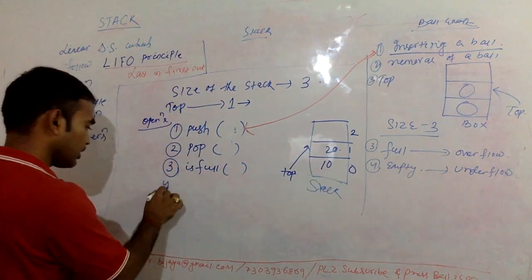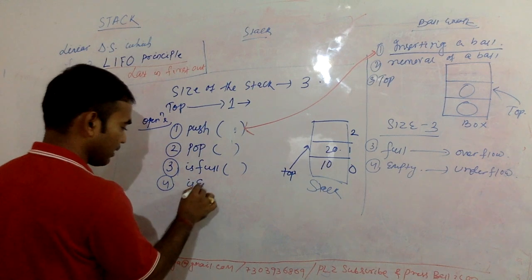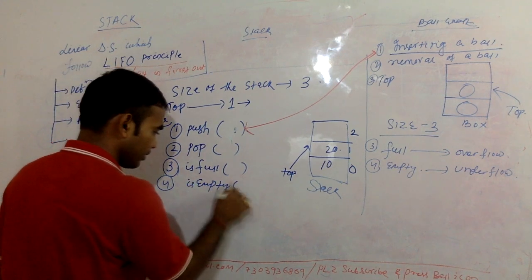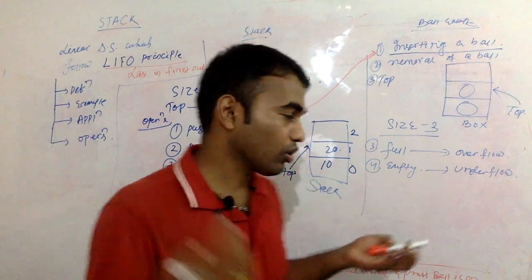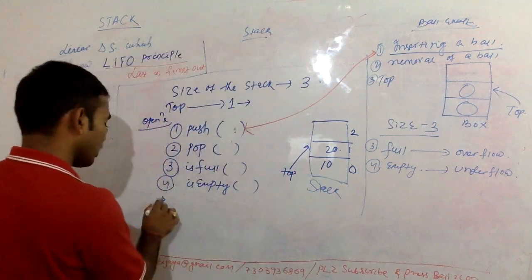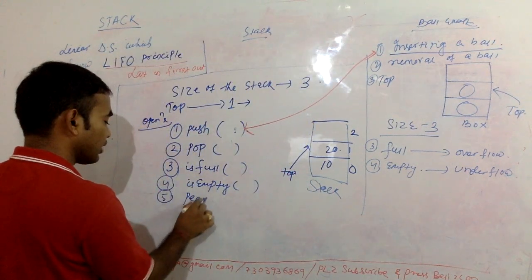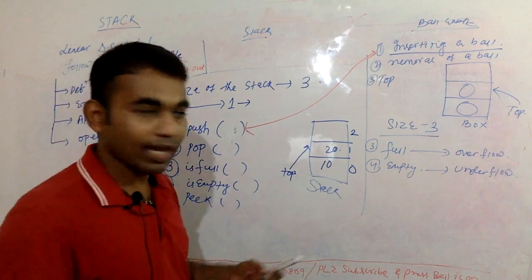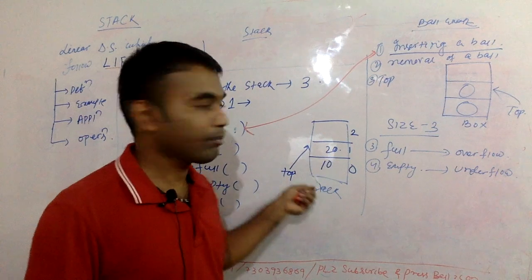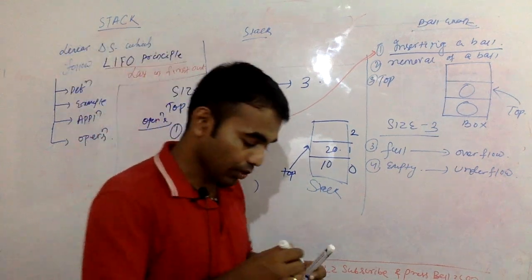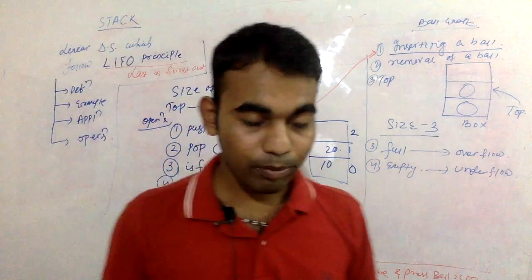Then the fourth is isEmpty. It will check whether the stack is empty or not. Then the fifth is peek. This will check what is the top. If I ask you what is the top in this particular example, peek will return that answer, that is 1. So this is what it is all about for the stack.